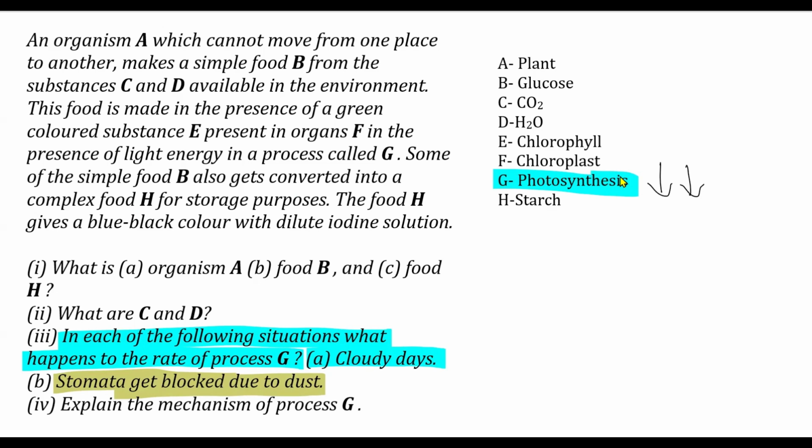As you know, blocking of stomata will prevent the easier diffusion of gases. So the rate of diffusion of gases will decrease, carbon dioxide intake will be less, transpiration will be less, and that's the reason. Now we have to explain the last part. I can see, explain the mechanism of G. So you'll have to talk about the steps involved in photosynthesis.